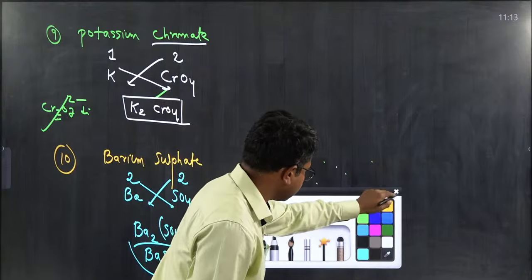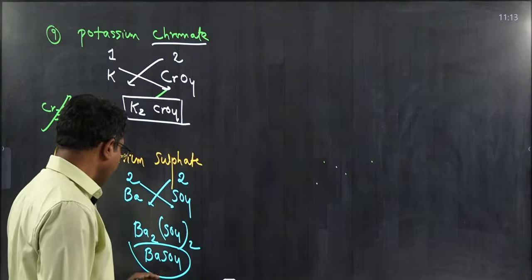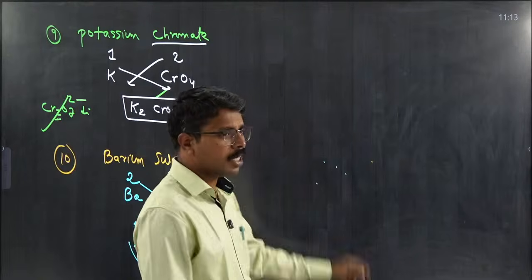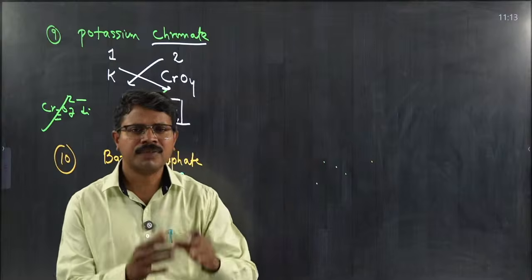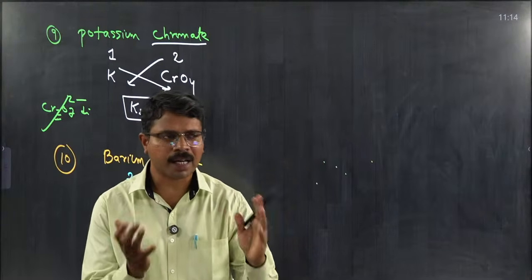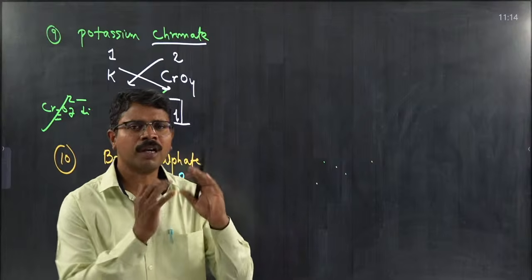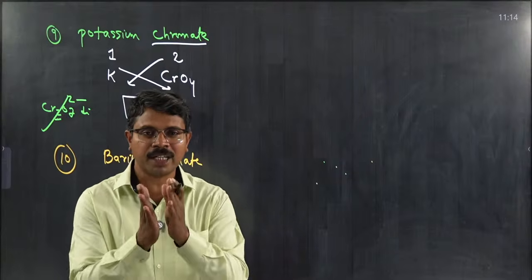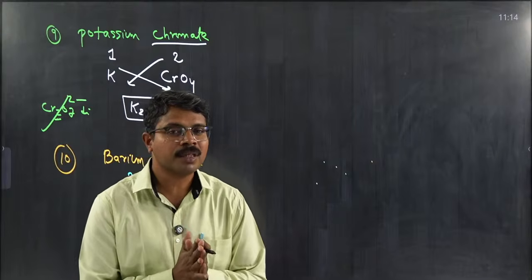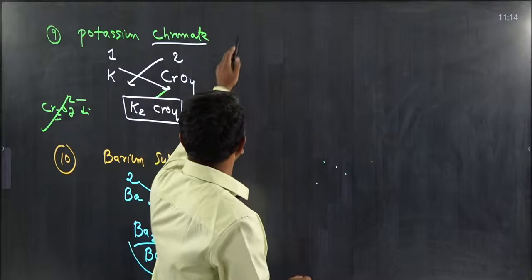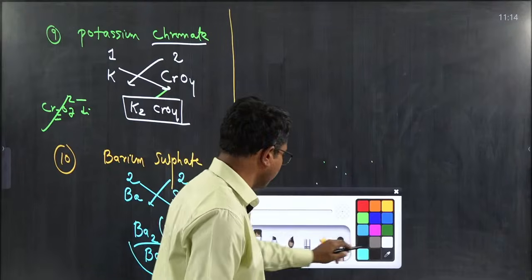This reagent is very, very important. In order to testify the presence of sulfate in your compound in qualitative inorganic analysis, we will use barium chloride reagent. So the salt which contains sulfate, when treated with barium chloride, forms barium sulfate as a white precipitate. Therefore, barium sulfate is a very important compound.